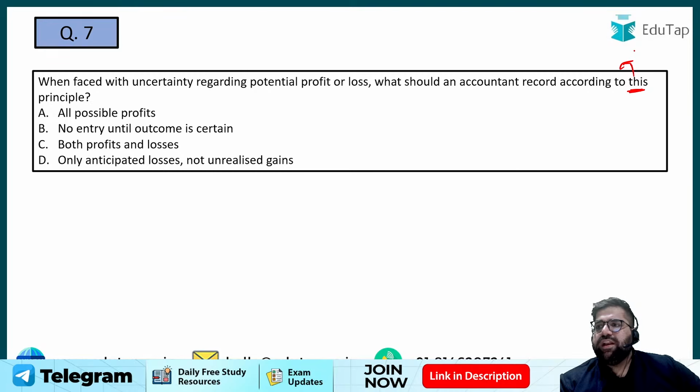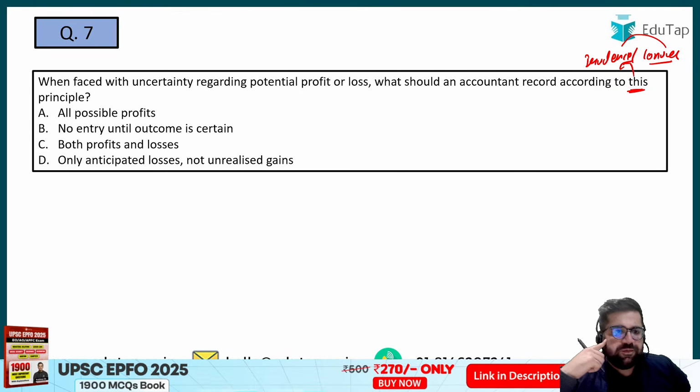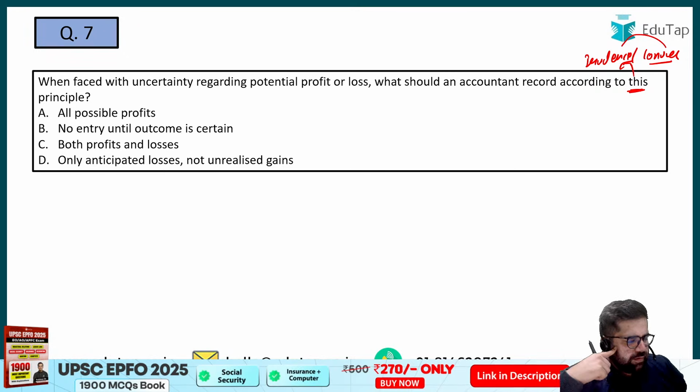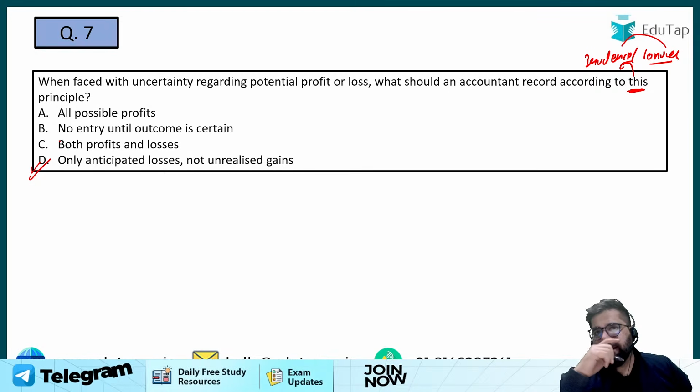If I just give you a hint, this refers to the principle of prudence or principle of conservatism. These are two same things. Then what will be my answer? Yes, as per principle of prudence, you will only anticipate losses and not realize gains.